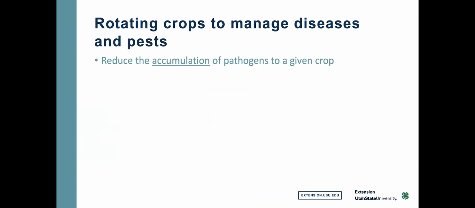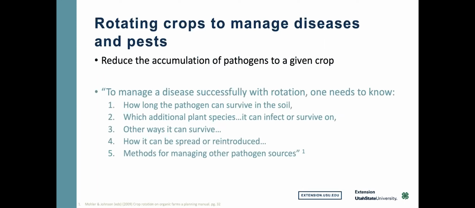I want to talk about now the benefit of rotating crops to manage pests and diseases. So the general idea here is that crop rotation can aid in reducing the accumulation of those pathogens to a given crop. Now, of course, the microbiome of the soil is so complex, and pathogens are almost always going to be there. But the idea here is that through crop rotation, you can reduce the accumulation of those pathogens to the point where it's not economically detrimental to your operation.